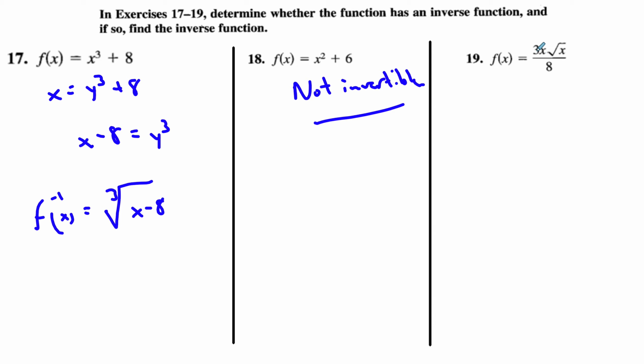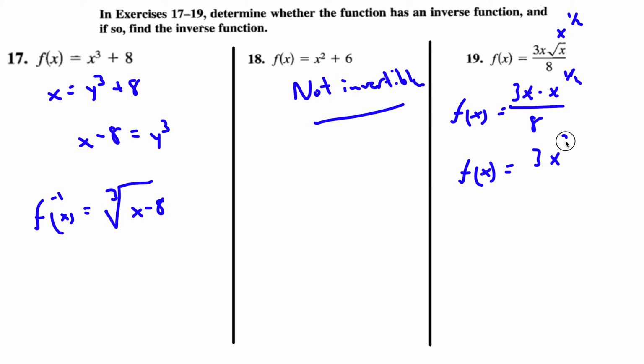So this one, x times the square root of x. So let me rewrite this. This is the same as saying x to the 1/2 power, by the way. So what is 3x times x to the 1/2? This gets people, so this is x times, so that's x to the first, so we add the exponents. So this is 3x to the 3/2 over 8. Now, by the way, that's the same as saying 3/8 times x to the 3/2.